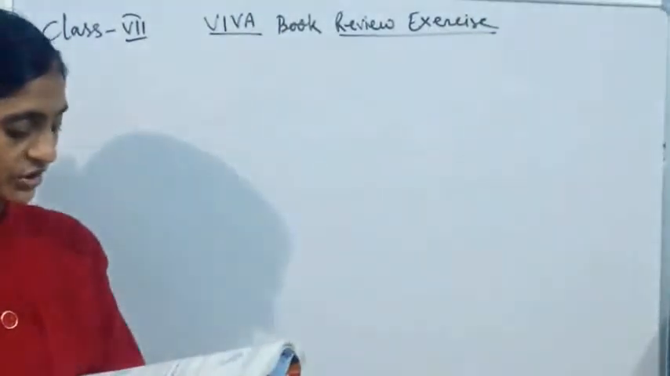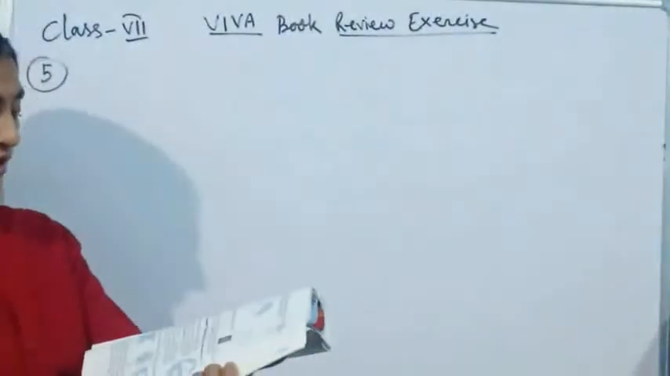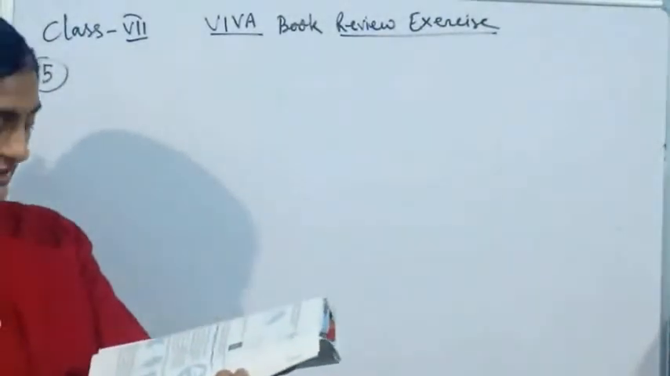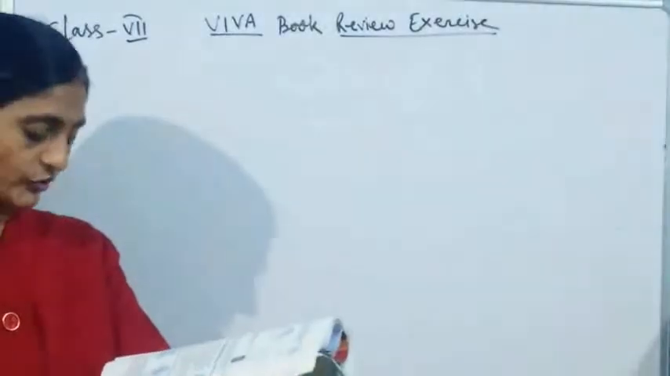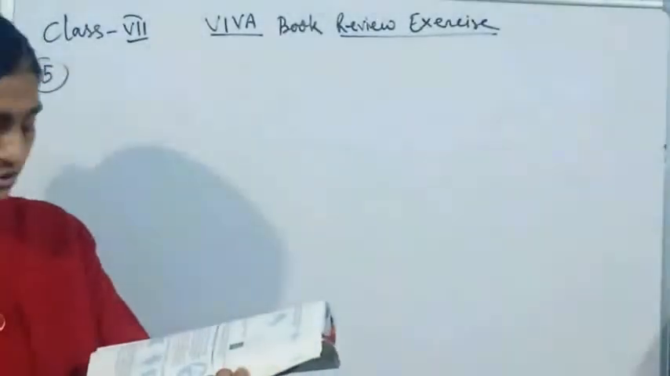Now you come to the thinking skill part of this exercise of the same page. Here the remaining questions 1, 2, 3, 4. I think you can do these questions very easily. Come to question number 5, where little bit confusion might be there. Let me read out the question.